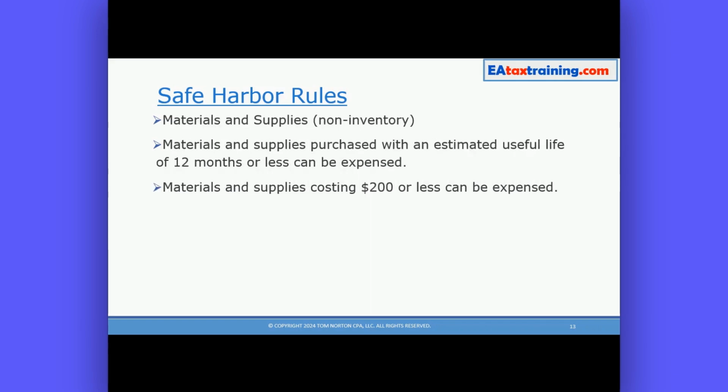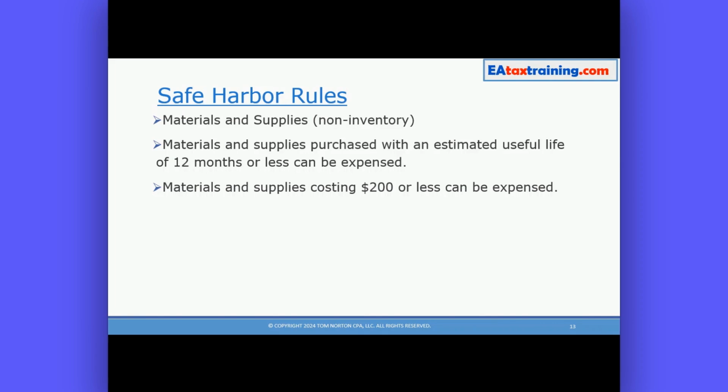Next safe harbor is for materials and supplies that are not included in inventory. So materials and supplies purchased with an estimated useful life of 12 months or less can be expensed, and materials and supplies costing $200 or less can be expensed. And for this one, you don't need to attach anything to your tax return.